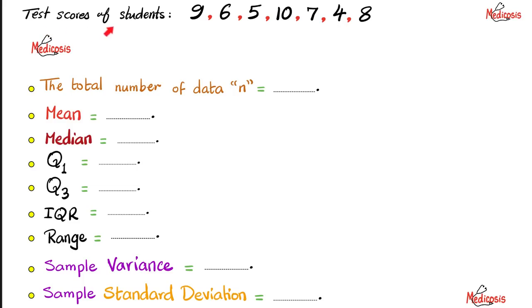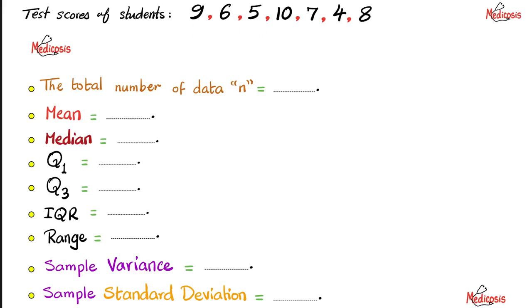We have test scores for a bunch of students. The first student scored 9 points, the second 6 points, then 5 points, another student 10 points, another 7 points, another 4 points, another 8 points. Please find the total number of data, n, the mean of the sample, the median for the sample, Q1 or the first quartile for the sample, Q3, interquartile range, the variance of the sample, and the standard deviation of the sample. Please pause. What should we do?